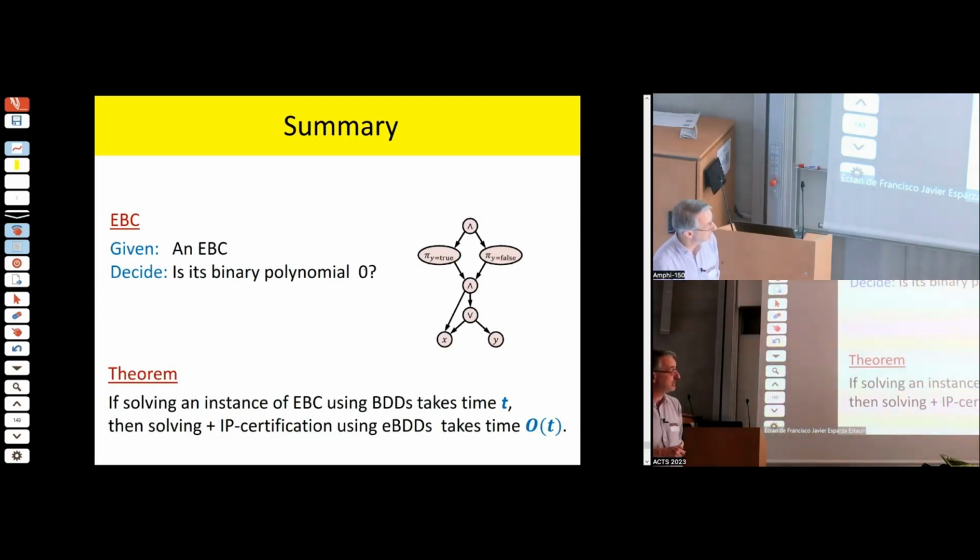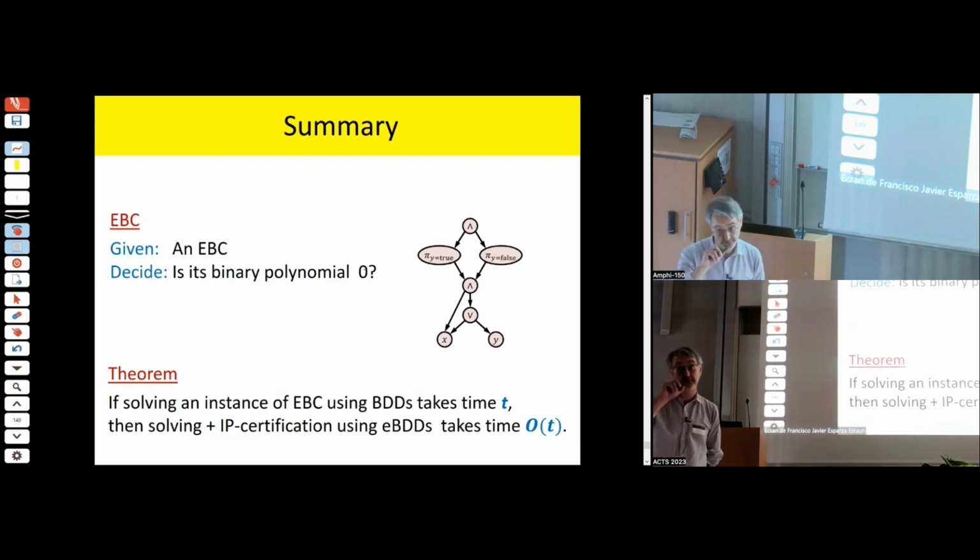So the theorem is this one. If solving an instance of this problem using BDDs takes time t, then solving plus IP certification using EBDDs takes time O of t. Right now, our constant here is around 4. Okay, that's what we get.